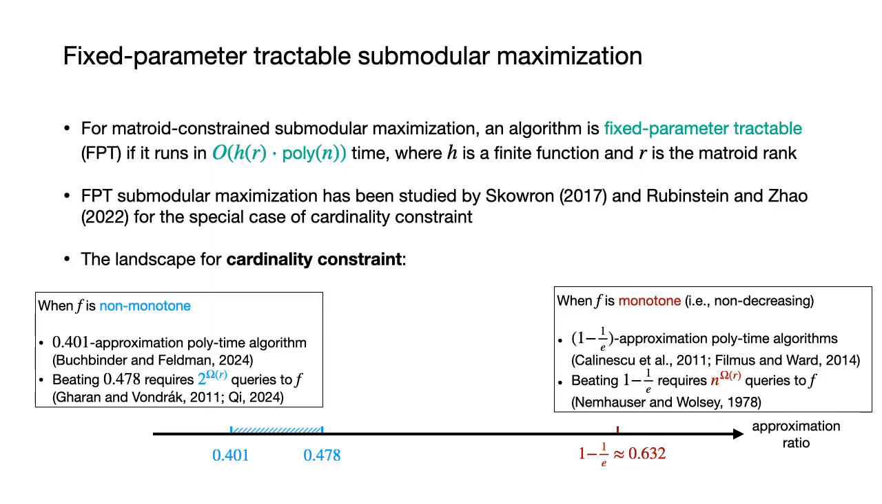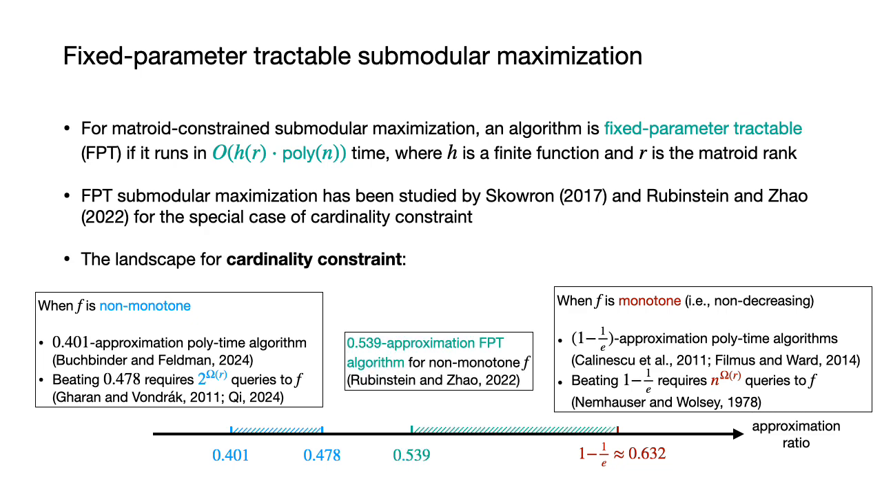When the function is non-monotone, besides the previously mentioned results, Rubinstein and myself designed a 0.539 approximation FPT algorithm for non-monotone submodular maximization with a cardinality constraint. The merit of this result is it shows that FPT algorithms can be substantially stronger than polynomial time algorithms. However, it also leaves the open question: what is the best possible approximation ratio achievable by FPT algorithms for non-monotone submodular maximization for the cardinality constraint and for the more general Matroid constraint.